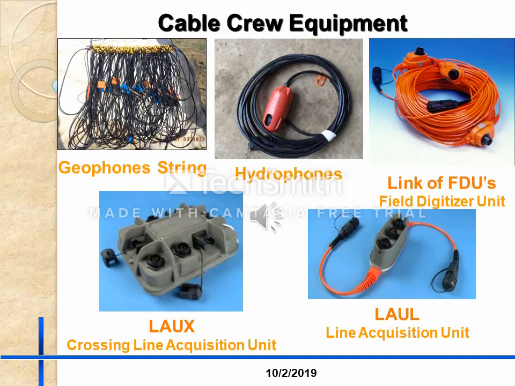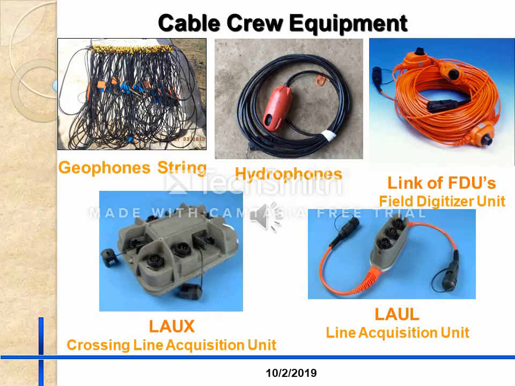There are two basic types of seismic sensors, geophones and hydrophones. Geophones are used for land acquisition and hydrophones are used in water bodies. On the left side we can see the geophone string, which is comprised of 12 geophones, and in the center we can see the hydrophone, which is a single unit used for 1 RP, 1 receiver point.